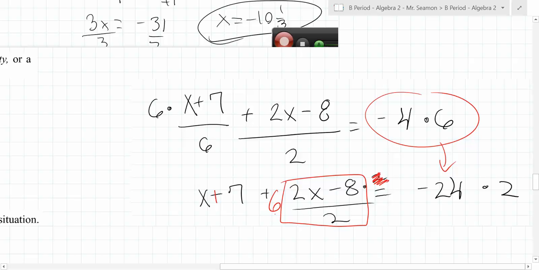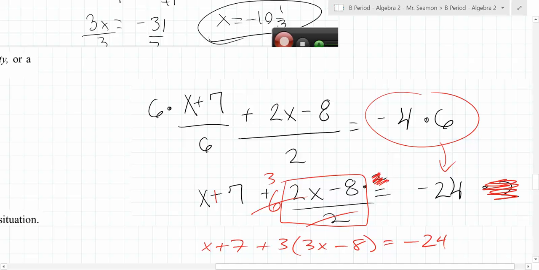But here's the thing. What's 6 divided by 2? So you can cancel that. It becomes 3. So what is this? x plus 7 plus 3 times 3x minus 8 equals, not doing this yet, -24. When you multiply by 6, are all the fractions gone? All the fractions are gone right now. We have no fractions left. Is this a lot easier? Plus what? It's 2x. Oh, thank you. It is 2x right there. Thank you. Is this a lot easier to solve?